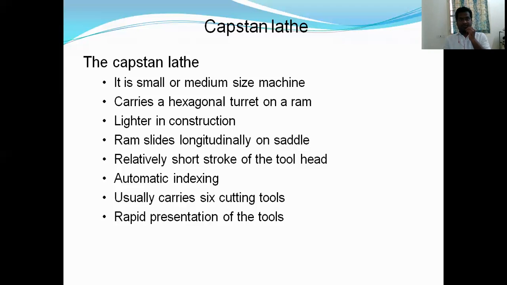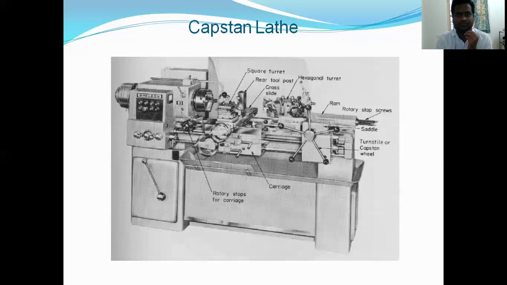So, the picture of the capstan. Square array means we have fixed four tools. That's why it is called a square tool post. On this side also we have fixed some of the tools, and this entire thing slides.